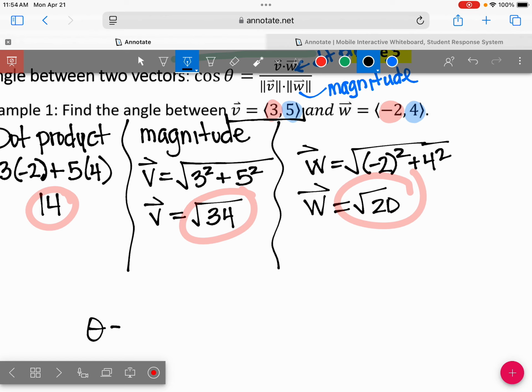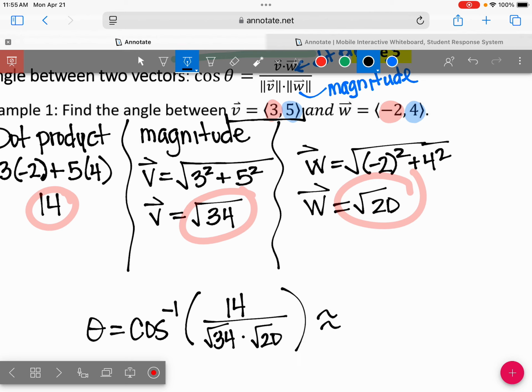Remember, if you're looking for an angle, you have to use the inverse. So we're using the inverse cosine, and then we're going to put in our fraction bar. The numerator, we are going to put our dot product. In our denominator, we're going to put both of our magnitudes multiplied together. So take a moment and type that in your calculator. And we're going to round that out to the thousandths place.